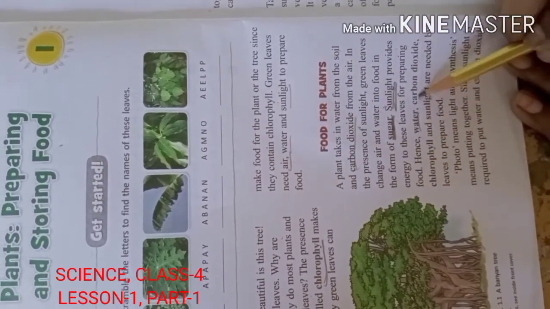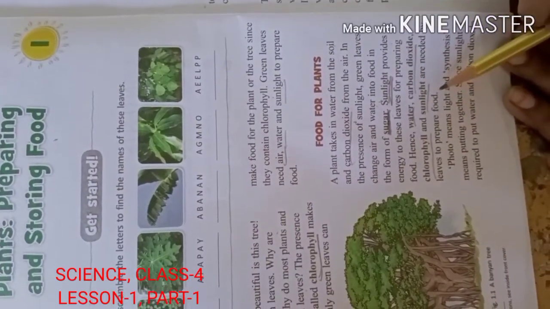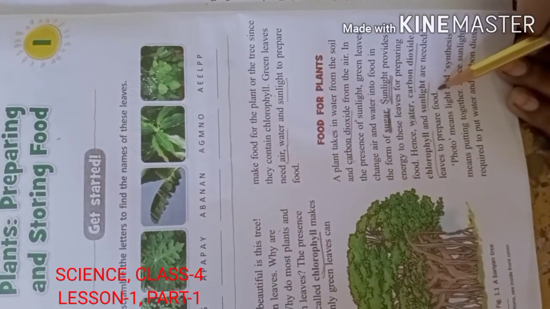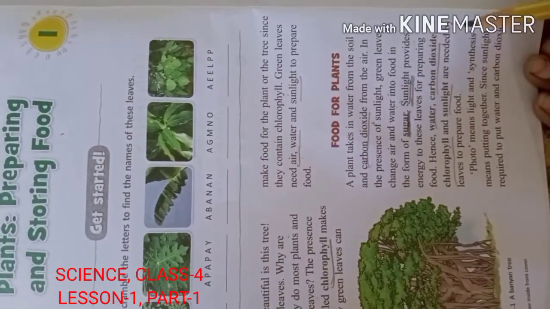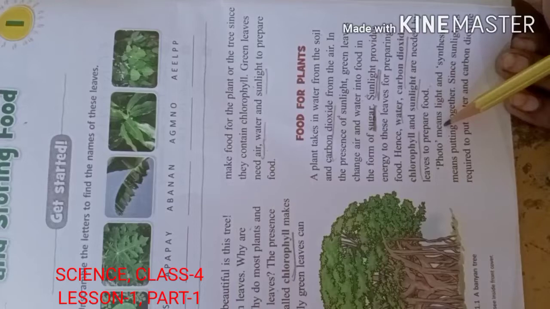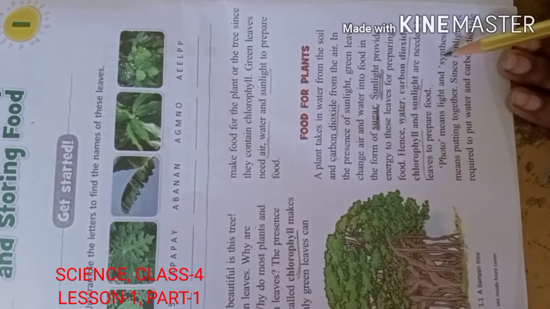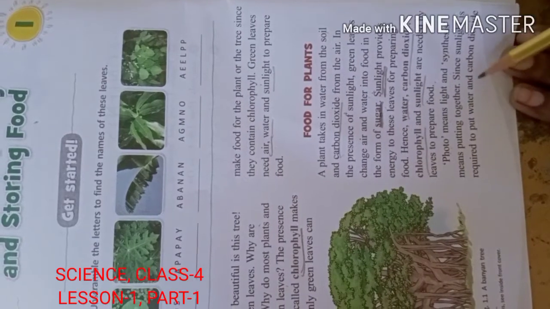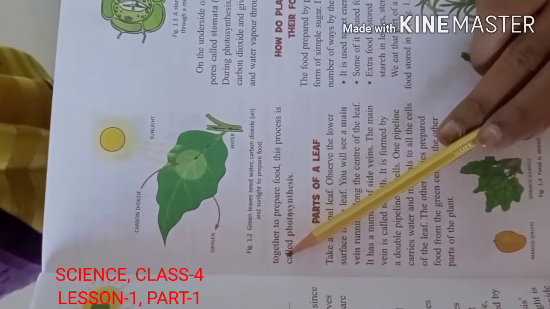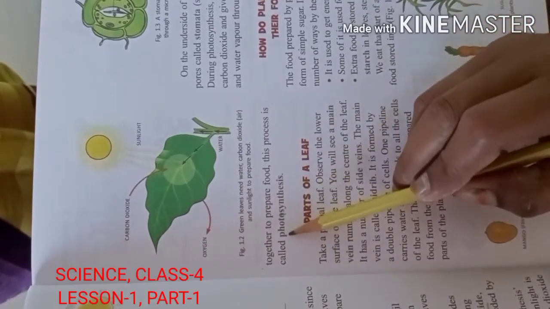Hence, water, carbon dioxide, chlorophyll and sunlight are needed by leaves to prepare food. Next, photo means light and synthesis means putting together. So photosynthesis means light putting together, since sunlight is required to put water and carbon dioxide together to prepare food. This process is called photosynthesis.